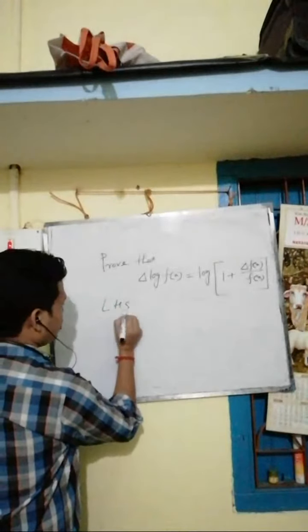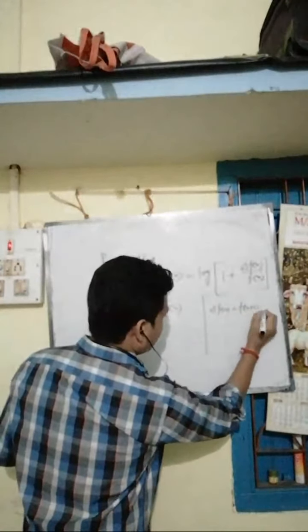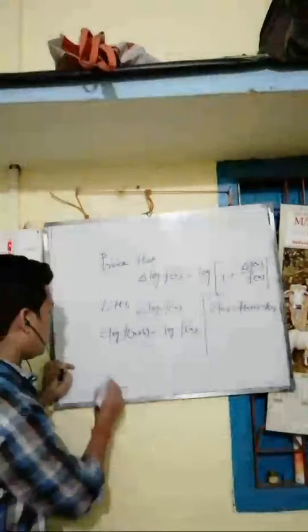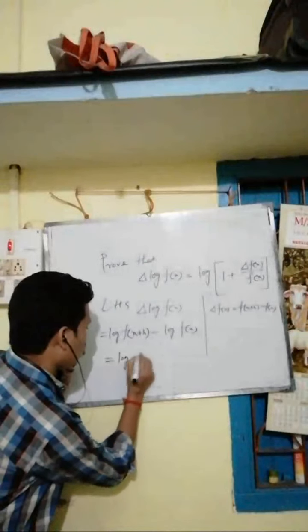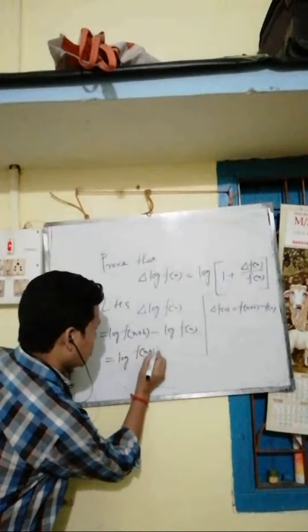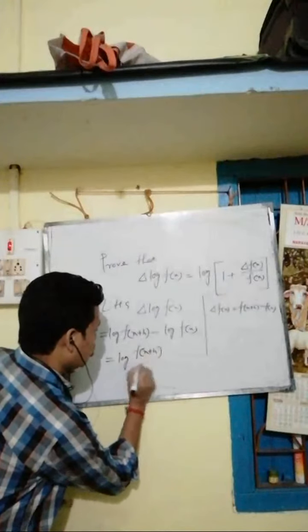We know the formula of Δf(x) equals f(x plus h) minus f(x). So we apply this. We can write log f(x plus h) minus log f(x). We just use this formula in here. So this is log a minus log b. What is the form of log a minus log b? That is log a by b. f(x plus h) by f(x).